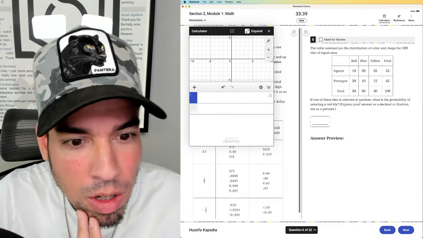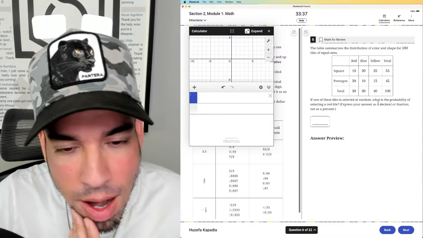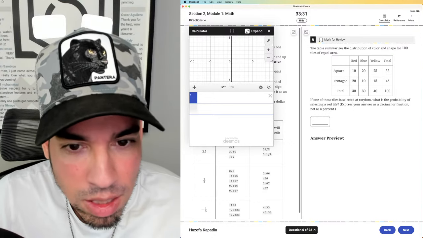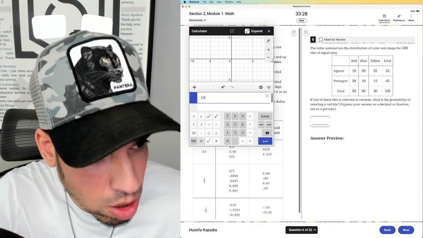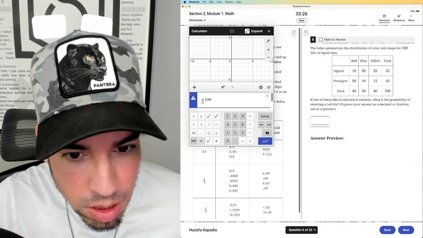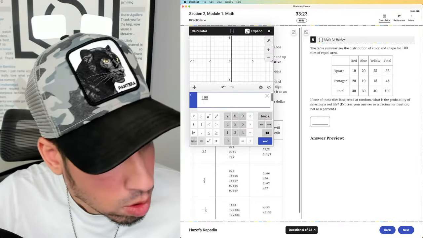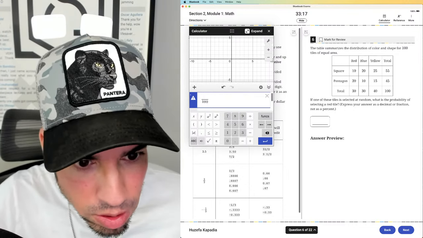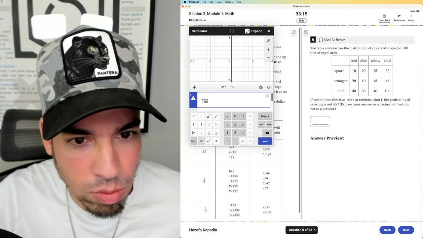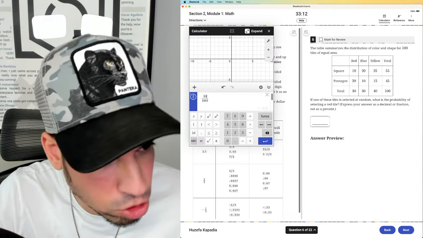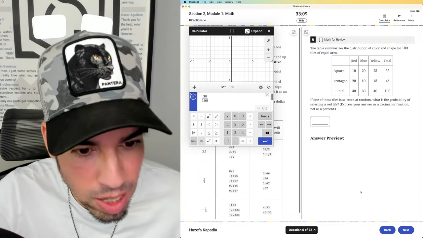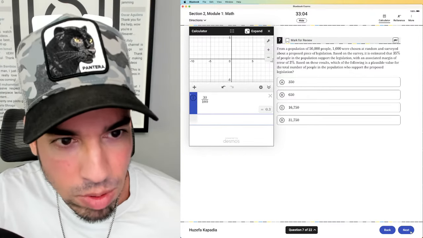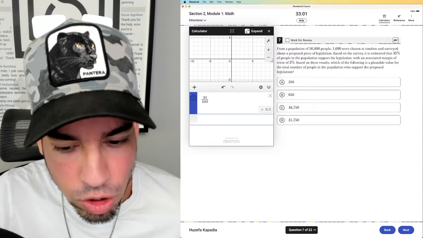That's interpretation. Okay, now, obviously you're going to need Desmos here, but it's not really a Desmos hack. If one of these tiles is selected at random, and you know that the total is 100, what is the probability of selecting a red tile? So what's the total of red? And you just do it like that. But that's not a Desmos hack per se. Okay, same thing. You're going to use a calculator, but it's not really a Desmos hack for this one. This is basically using your percentages.